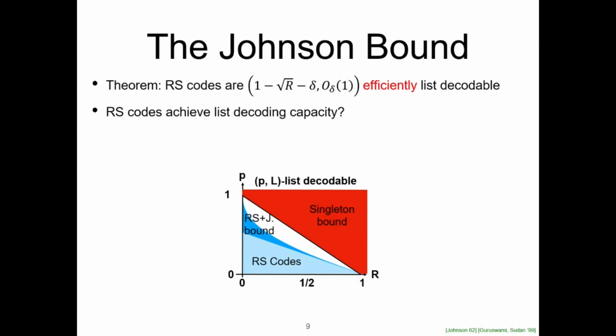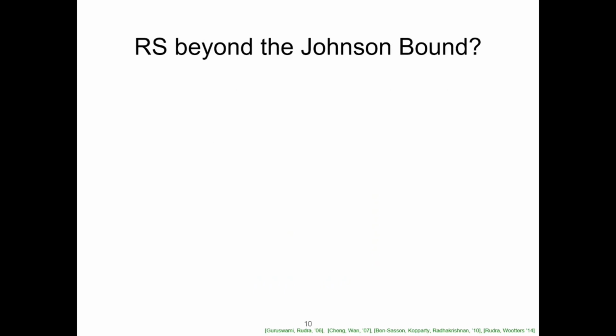So one can ask, do we know that Reed-Solomon codes achieve the list decoding capacity? And do we even know that Reed-Solomon codes are list decodable beyond the Johnson bound? Regarding the second question about beating the Johnson bound, there are a few negative results. In particular, Ben-Sasson, Kopparty, and Radhakrishnan show that Reed-Solomon codes whose evaluation points are chosen in a certain way could not beat the Johnson bound substantially.